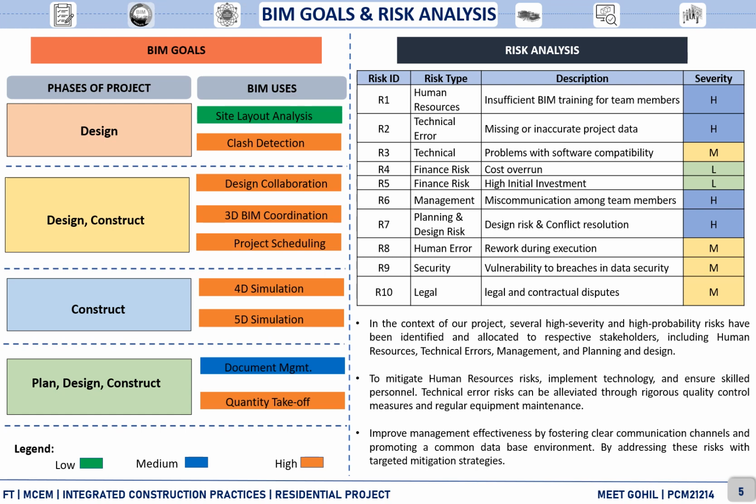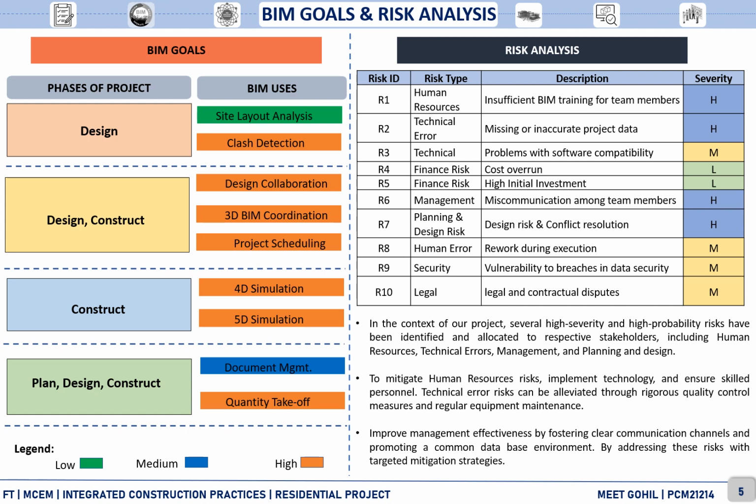Talking about the risk analysis, we have identified 10 major risks with respect to their severity and probability. In the context of our project, several high severity and high probability risks have been identified and allocated to respective stakeholders, including human resource, technical errors, management, and planning and design errors.